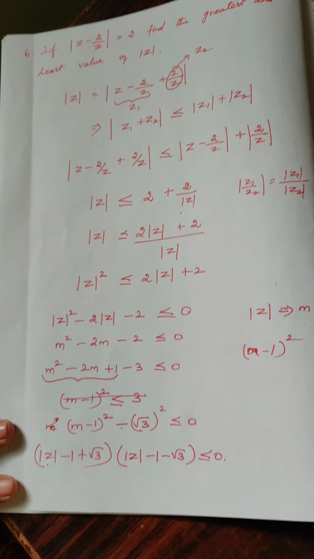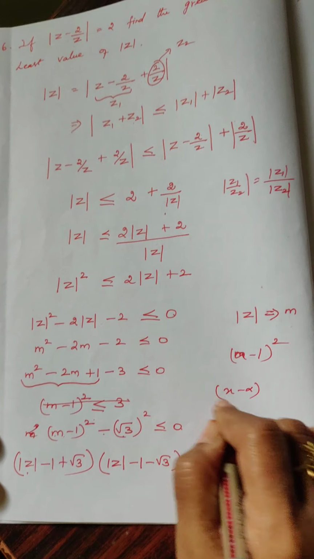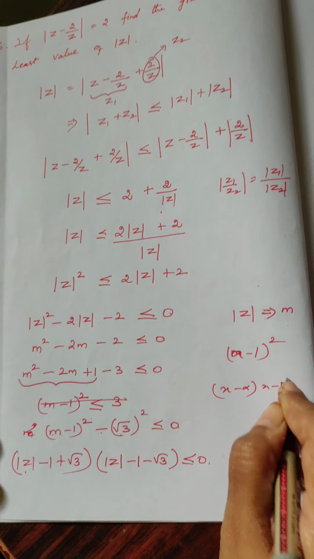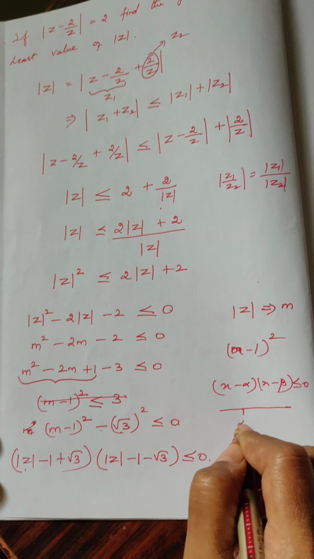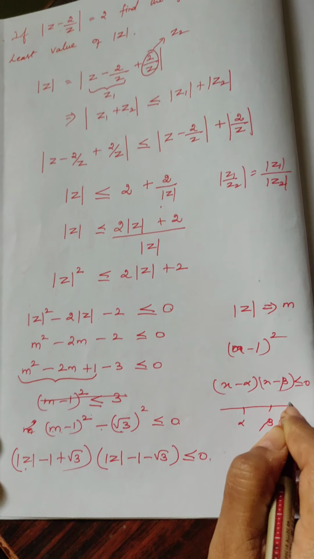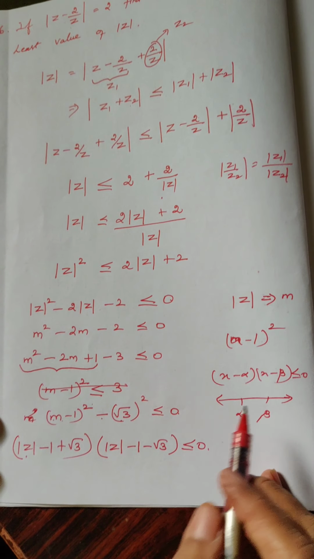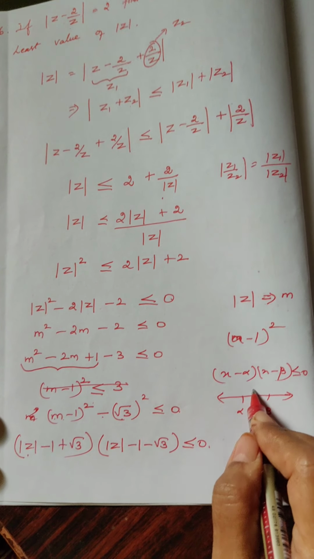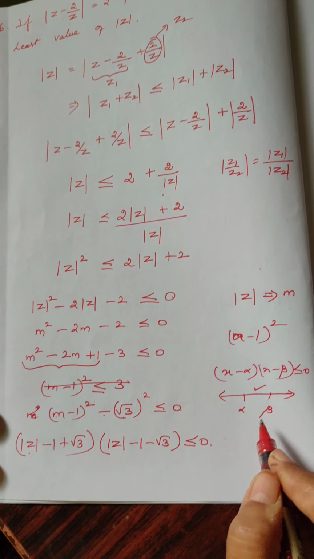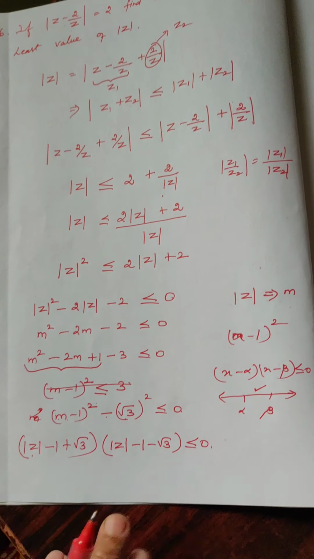So in 11th standard you heard one result: if x minus alpha into x minus beta is lesser than or equal to 0, then the value of x lies between alpha and beta. If it is greater than or equal to 0, your value lies outside alpha and beta.